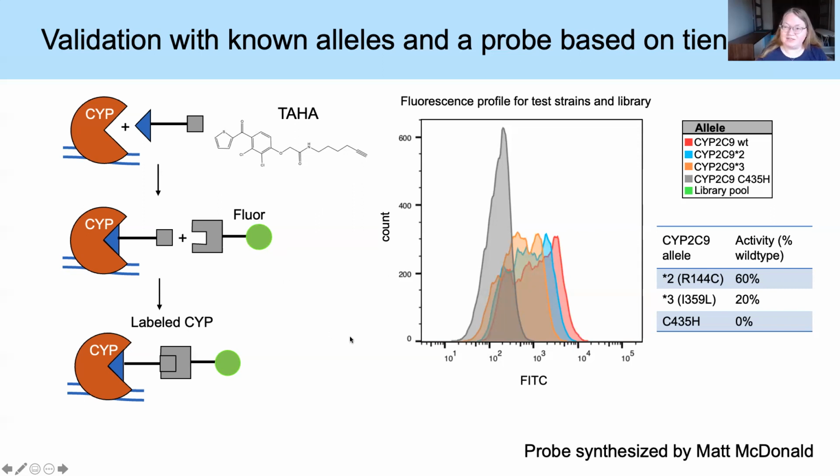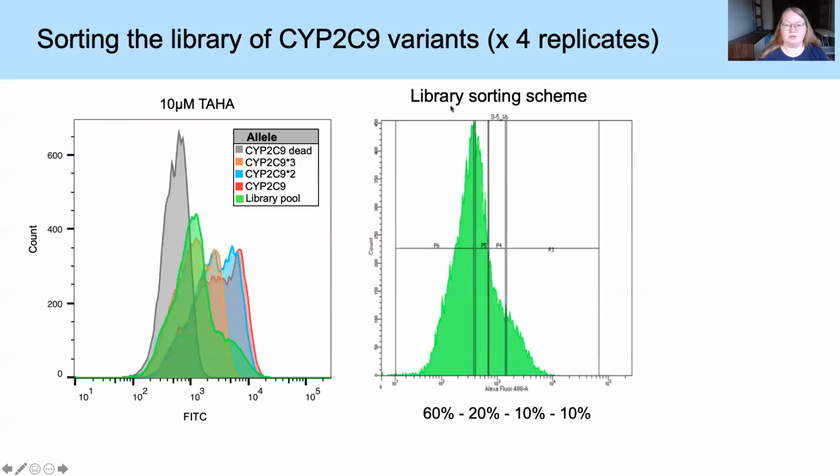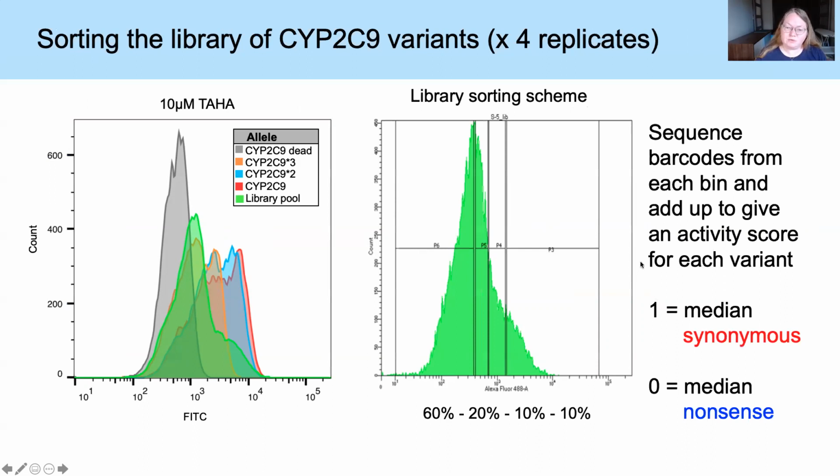Okay, so that emboldened us to go for the full library. So here's the distribution of the library, and you can see it ranges from wild type like to null like. So what we did was we binned it according to 2 bins representing the highest 10% and the next 10%. Another medium bin, and then all of these lower ones, which represent both loss of function mutations, but also those that have lost their plasmid. We sequenced them and used the scores of the synonymous mutations and the nonsense mutations to kind of bracket the score range, as is typical for these experiments.